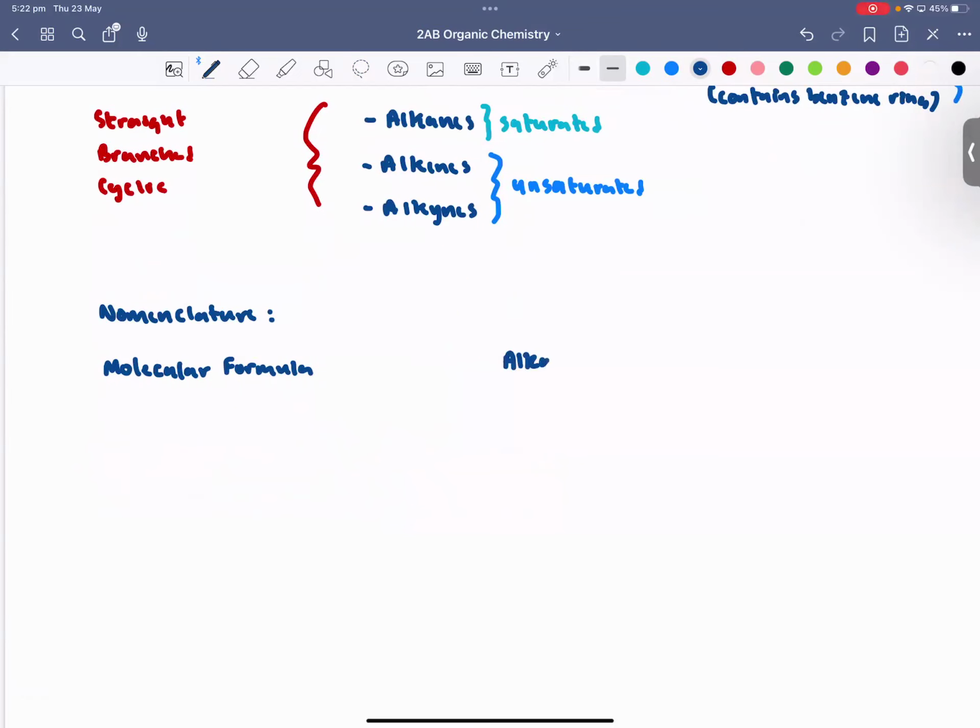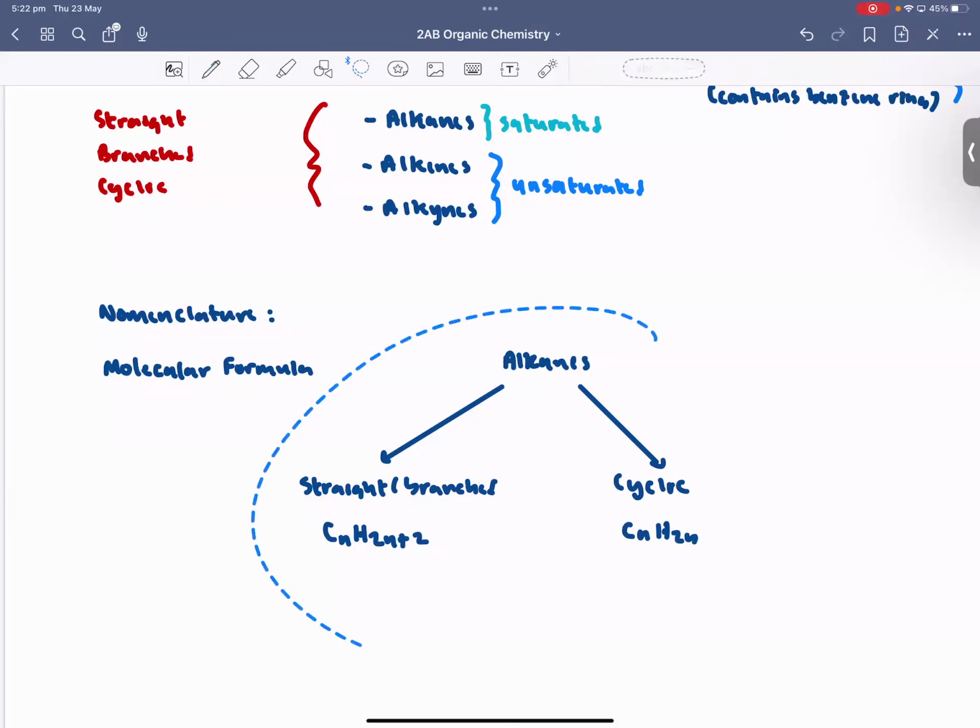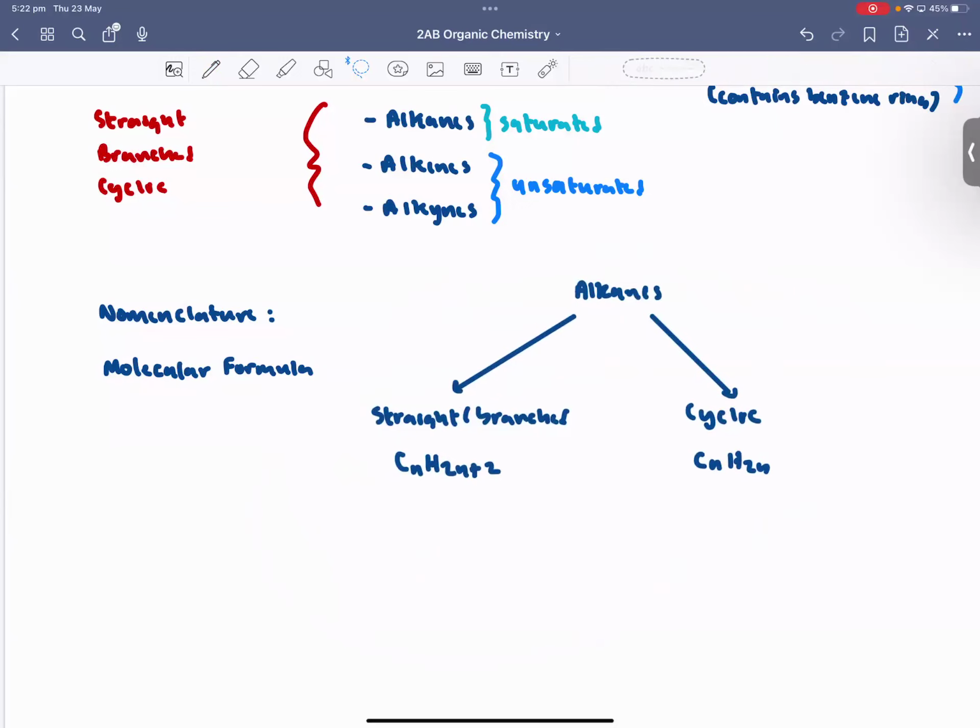alkanes, what are your different types of alkanes really? They can either be straight or branched. And if they're straight or branched, what is their formula? CnH2n+2. All right, you should remember this from year 11. Alternatively, what can alkanes be? Cyclic. And what is that formula then? CnH2n. So every time you go cyclic, you lose 2 hydrogens effectively. So that's a generic formula.